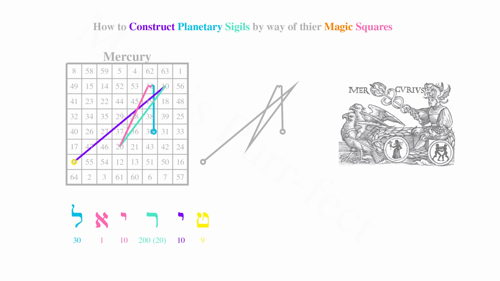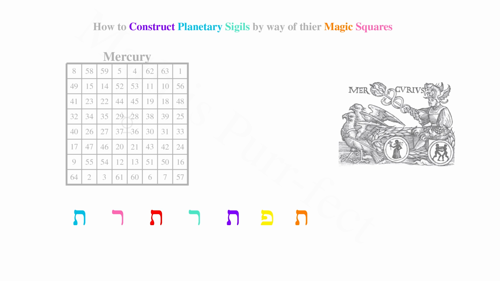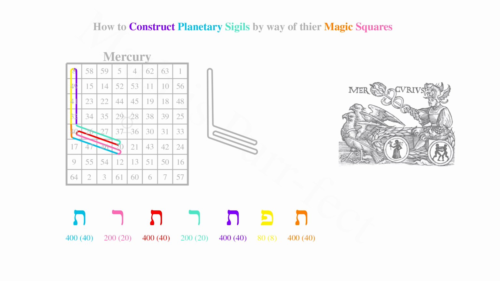The spirit of Mercury is called Taftartarat, beginning with Tau and a value of 400 reduced to 40, seen here in orange, then Pe with a value of 80 reduced to 8, followed again by Tau reduced to 40, then Resh with a value of 200 reduced to 20, back to Tau with the reduced value of 40, and returning once again to Resh with the reduced value of 20, finally coming full circle to end with Tau and a reduced value of 40. This is a sigil for Taftartarat.